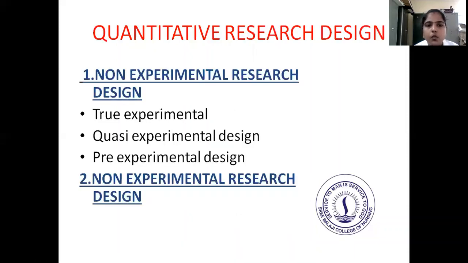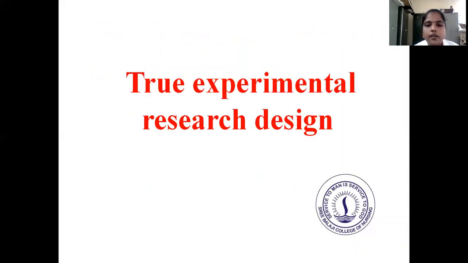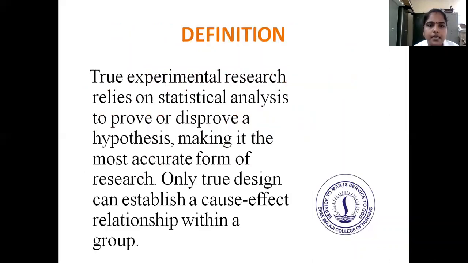Next, we move on to quantitative research design. Quantitative design, as I have told, has two types: experimental design and non-experimental design. Let me see one by one. Experimental design has three types: true experimental design, quasi-experimental design, and pre-experimental design. Let me see one by one what is true experimental design, what is quasi-experimental design, and what is pre-experimental design. First, we move on to the first one, true experimental research design.